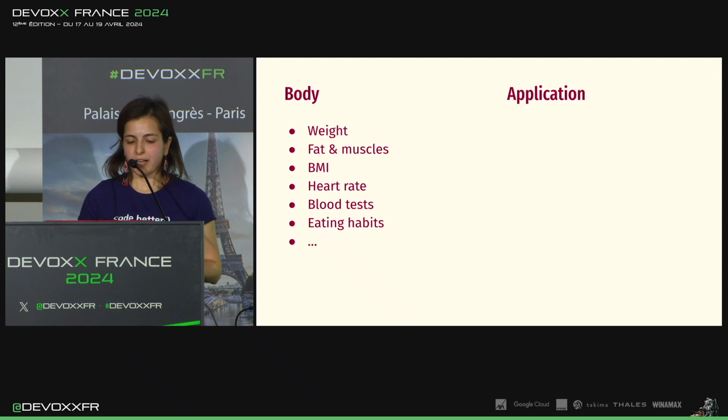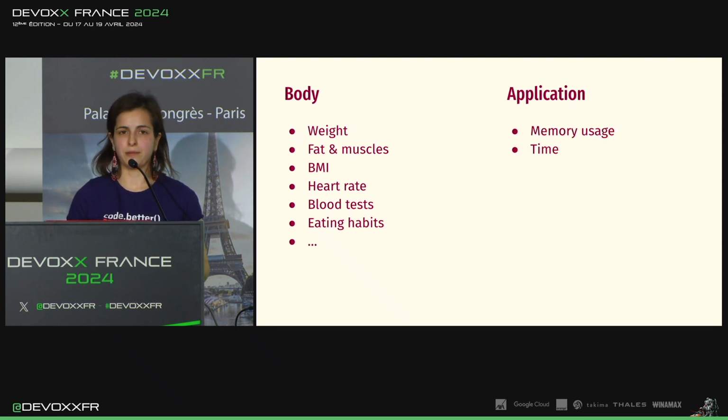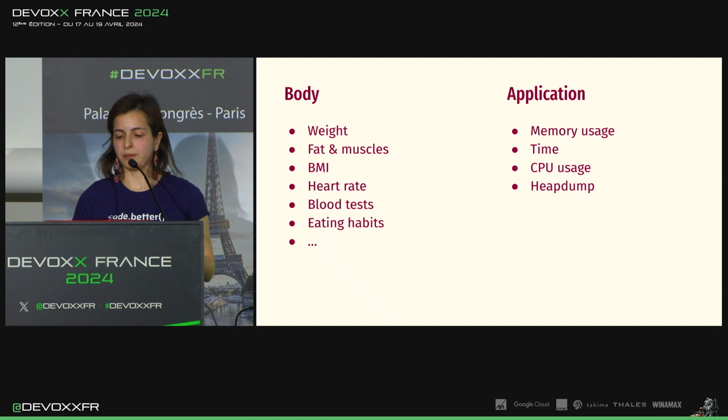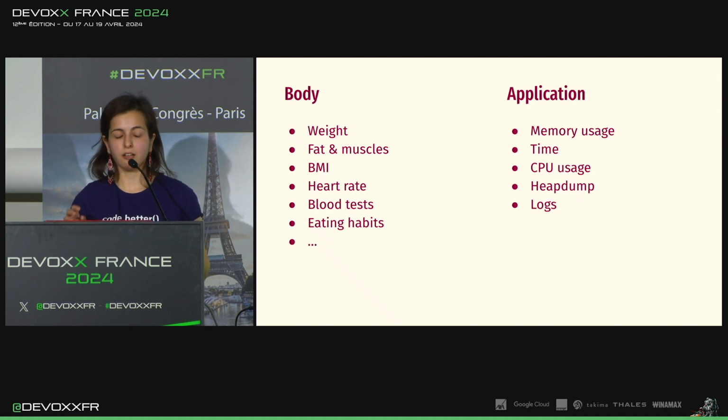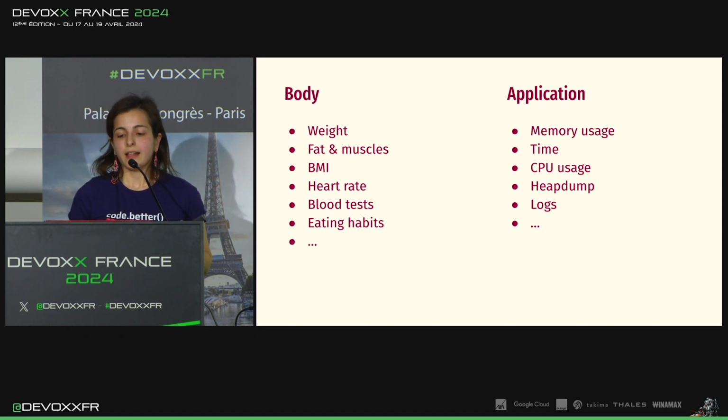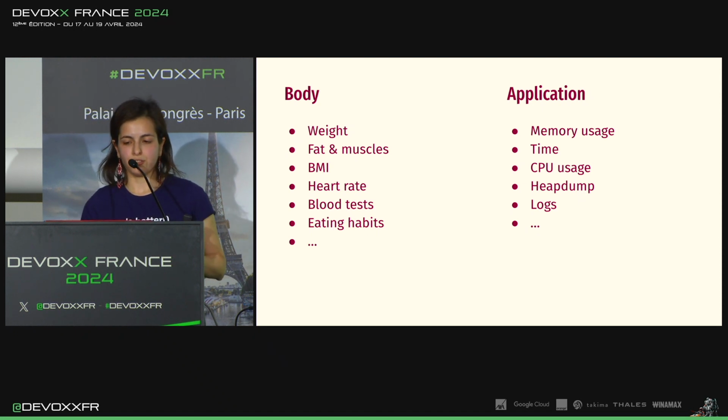The same for your application. You can look at the memory usage, you can look at performance, like time spent and CPU usage, you can generate heap dumps. It's actually one of the most important things. Look at the logs, and so on and so on. So you need to collect data and use some tools to measure this data to understand how big the problem is. There is one important thing that you should know.